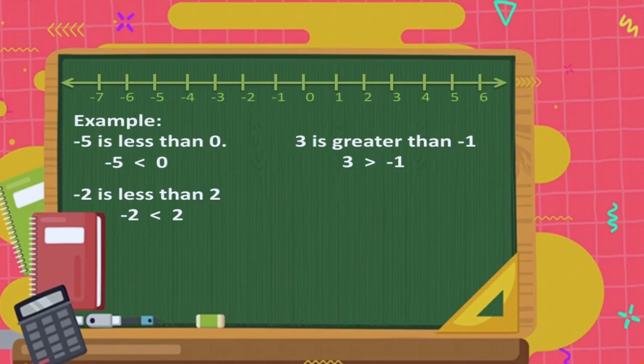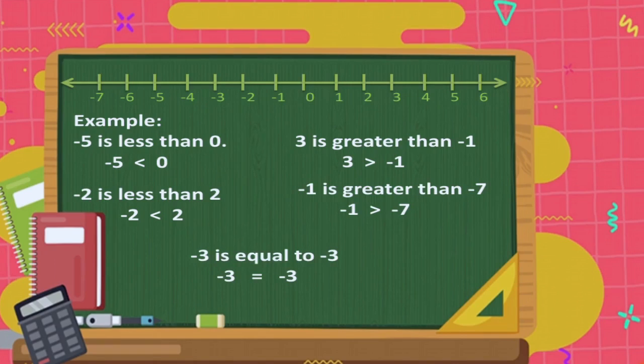Okay, 3 is greater than negative 1. 3 ay nasa kanan ng negative 1. Kaya, 3 is greater than negative 1. So, in symbol, straighten below. Again, negative 1 is greater than negative 7. How about negative 3? So, negative 3 is equal to negative 3.